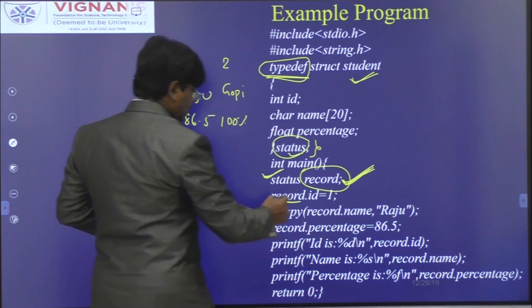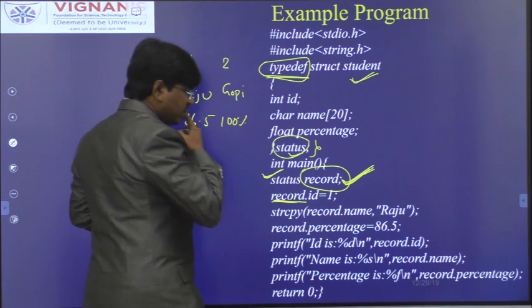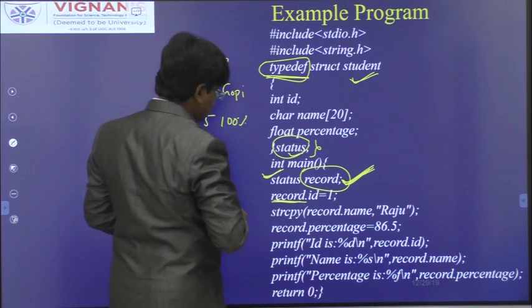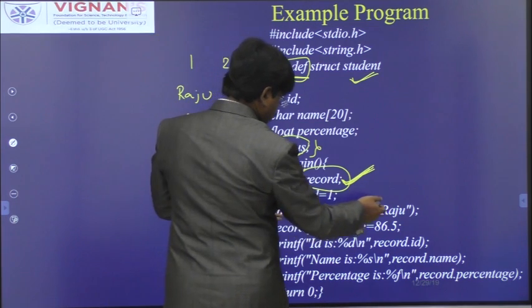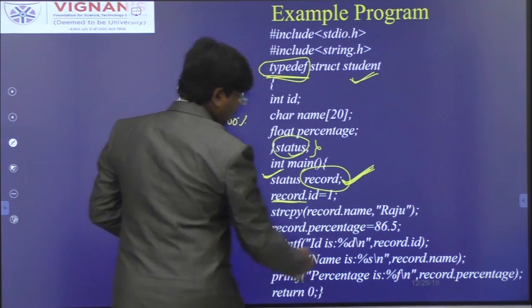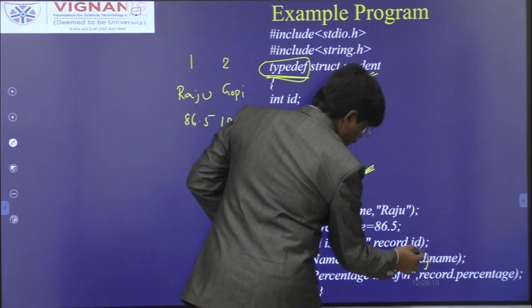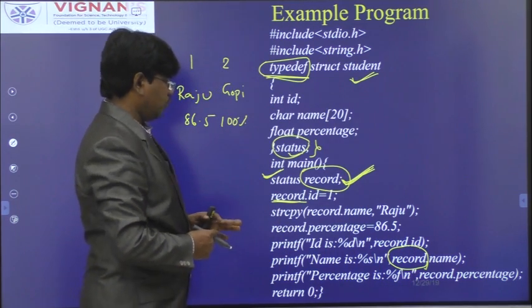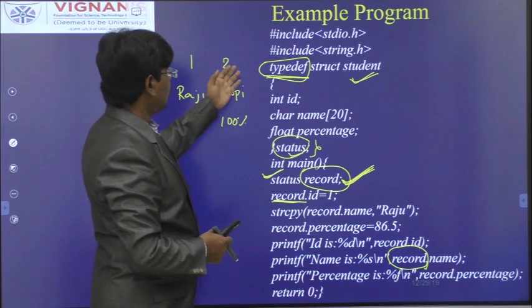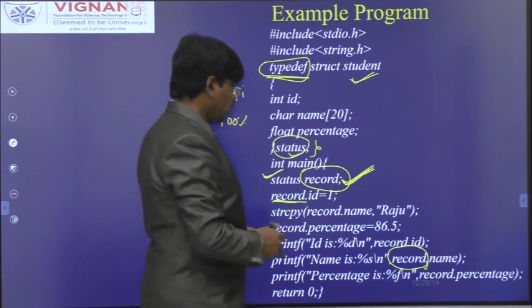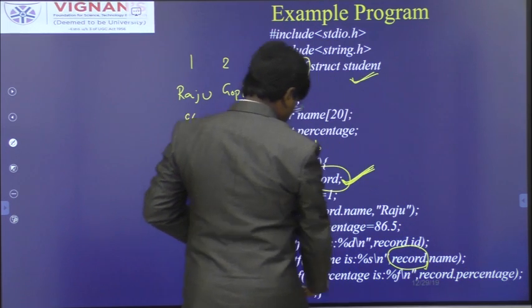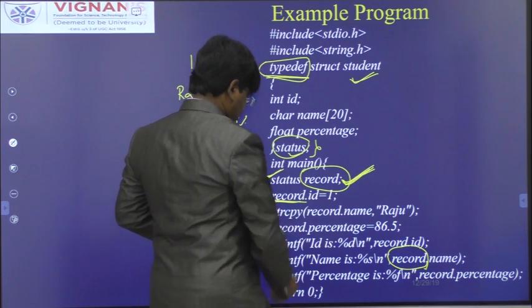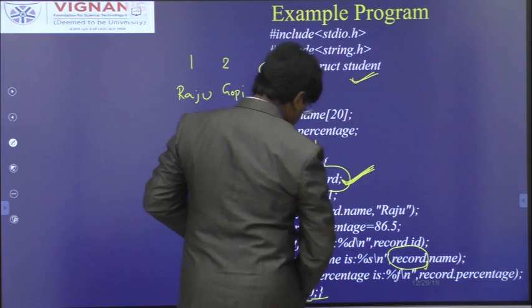So this is the alias name and symbolic name I have given. With the help of that particular structure variable name, I have stored the values of student 1 information. In the same way, by using that same alias name, by using the dot operator, I have printed the values of first student information of student structure. So like record dot name, record dot percentage, and record dot id. After that I have written return 0, and I have closed the main function.